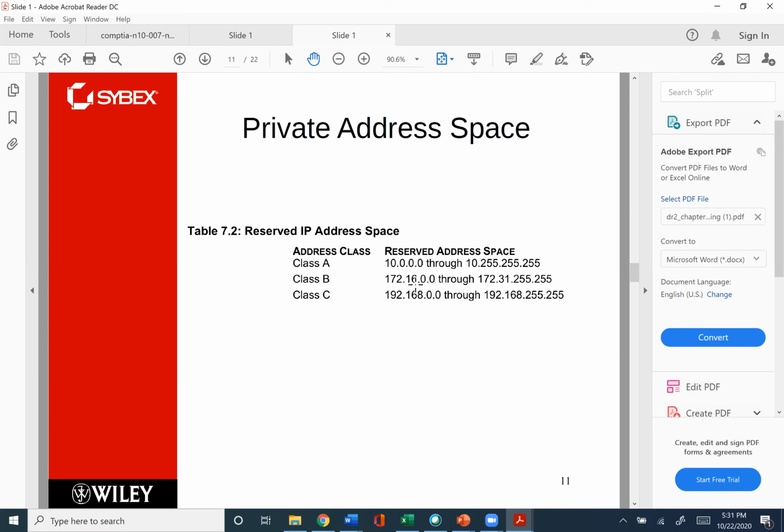The only ones that are reserved is from 16 to 31. Anything outside 16 and 31, it's a public address. This is how they will form the question for you guys on the exam. They will give you 172. They're all going to be 172.